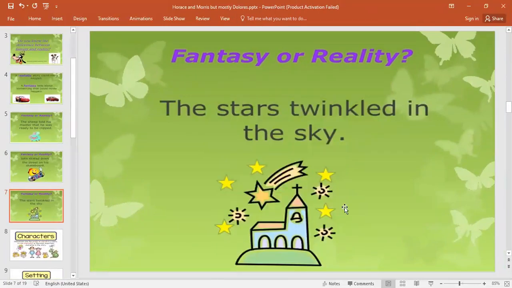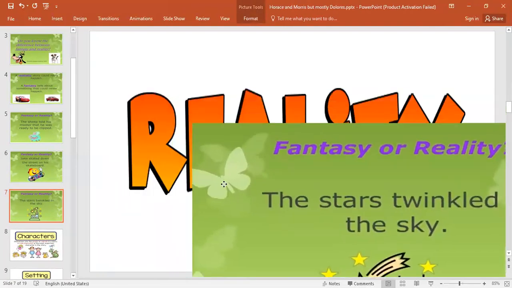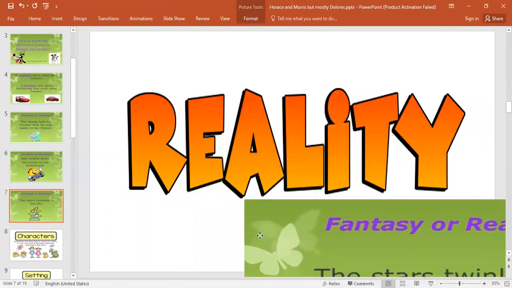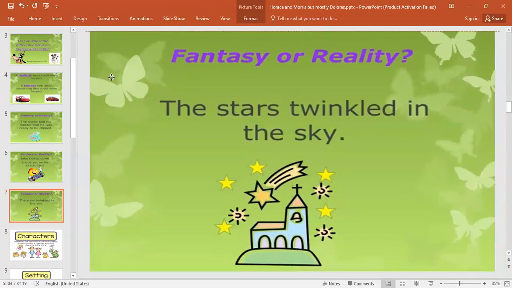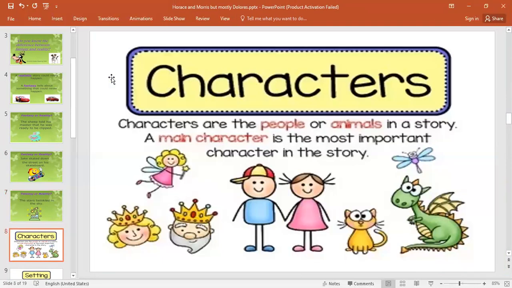The stars twinkled in the sky. Again, the stars twinkled in the sky. Is it fantasy or reality? Think, it could happen in real life or it will never happen in real life. Think with me. Let's see the answer. It is reality. Why? Because it could happen in real life.